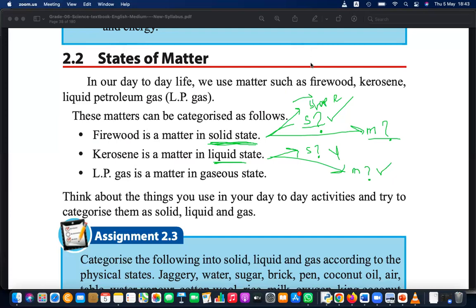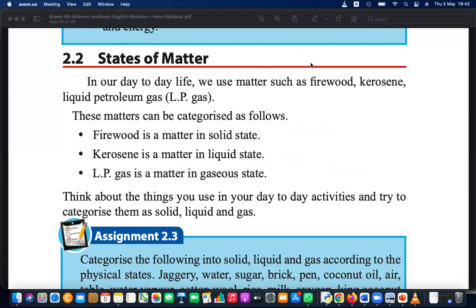The third one, the gaseous state or gas. Yes, I also changed. I think these power issues are affecting you, right?